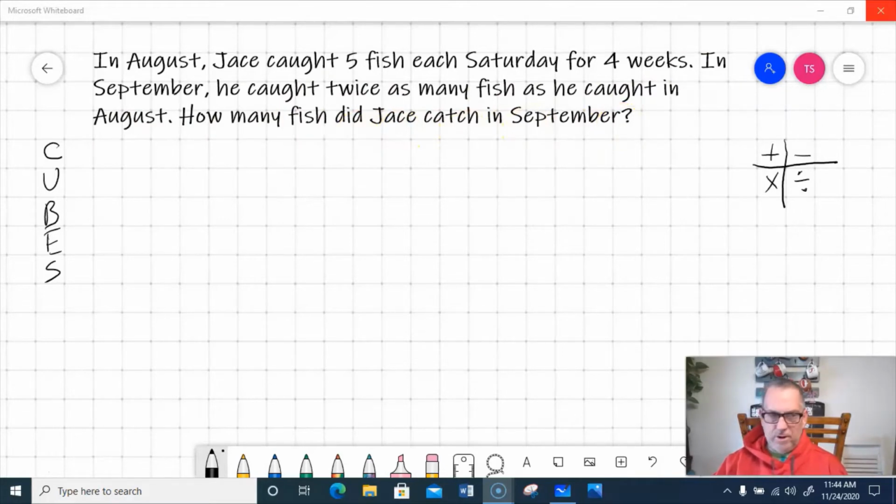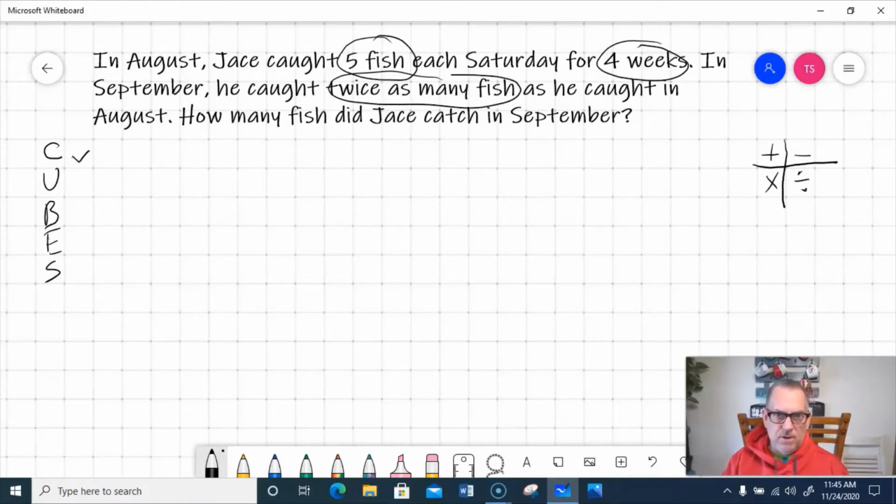Okay, so first thing I'm going to do is use my cube strategy. I'm going to pick out all the important information. What I'll do is circle all the important information. Okay, and it sounds like I'm going to circle the numbers and labels basically. So 5 fish, and that's over a period of 4 weeks. I'm also going to circle twice as many fish right here. That's also going to be one of my operational clues.